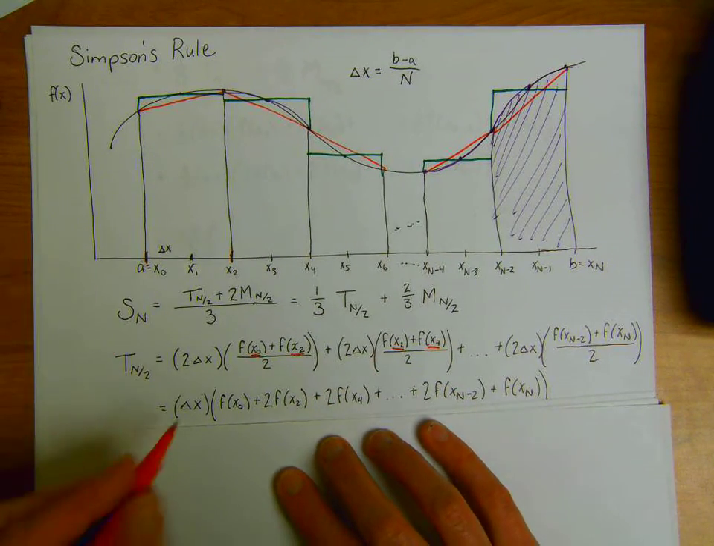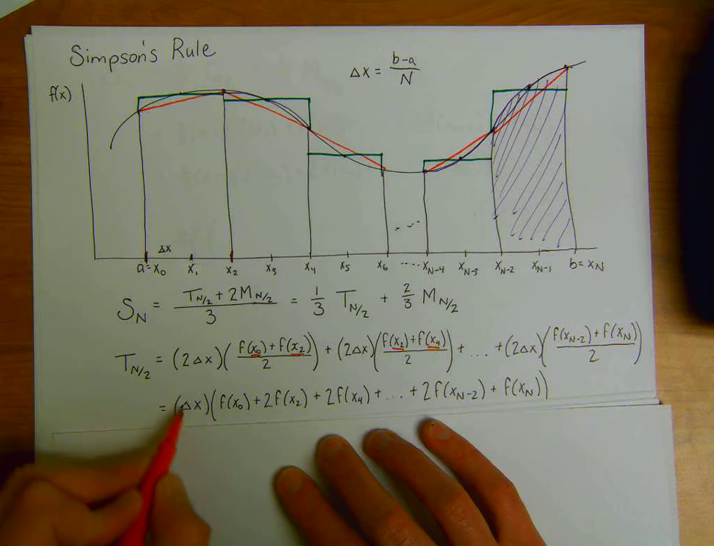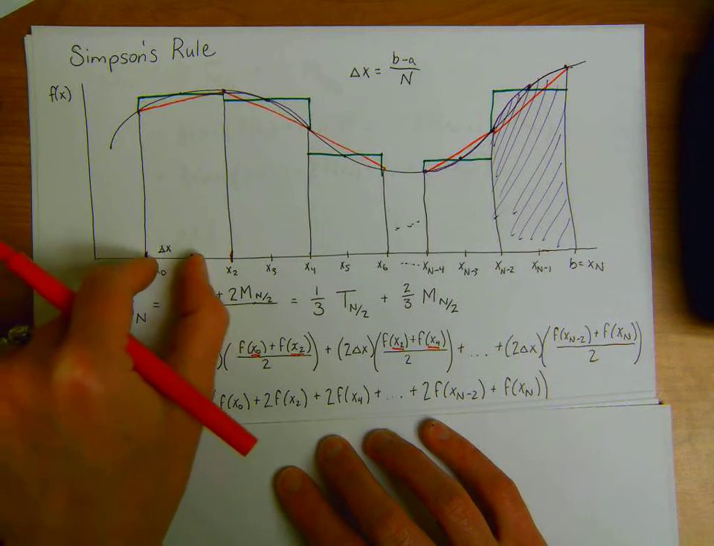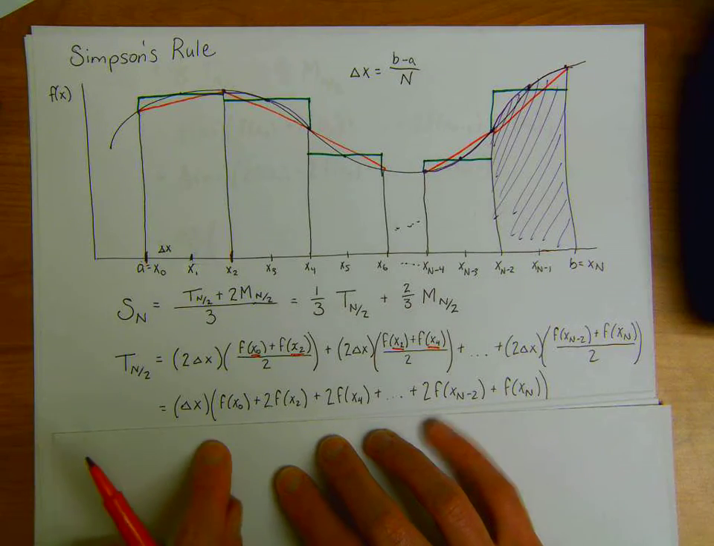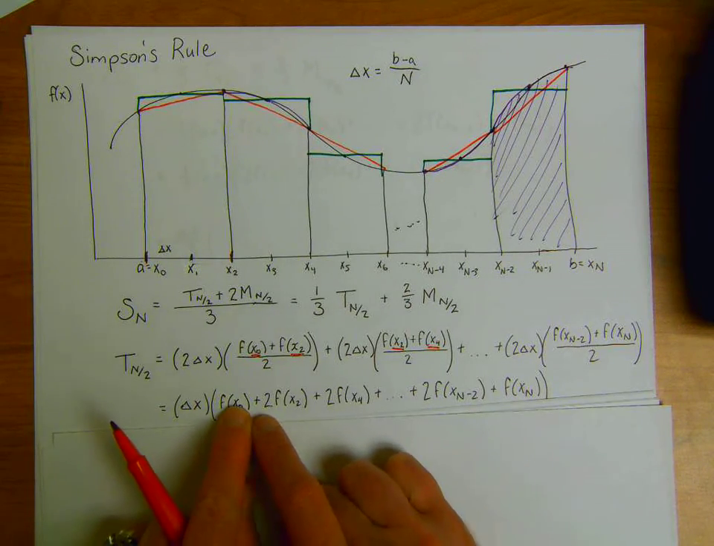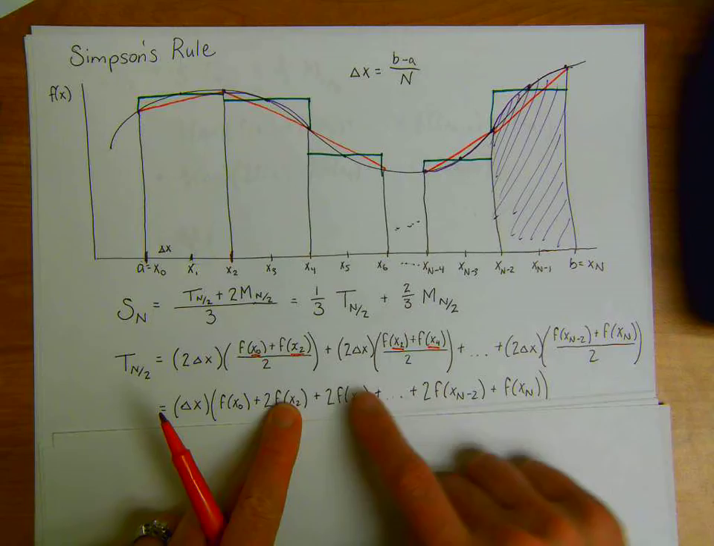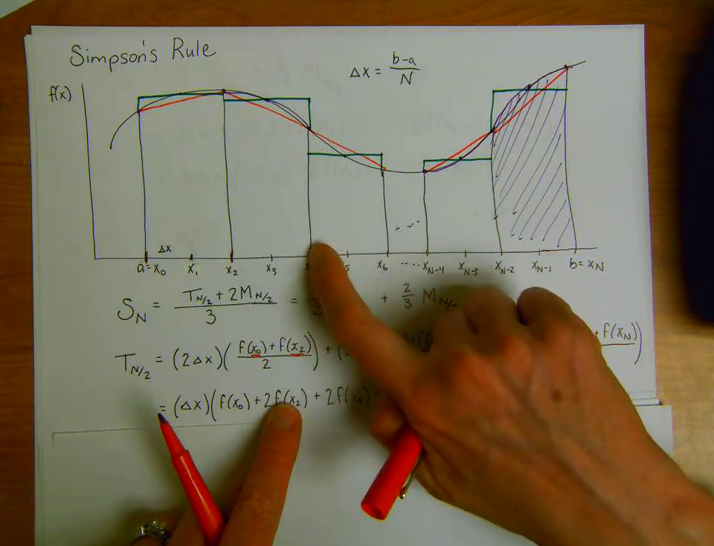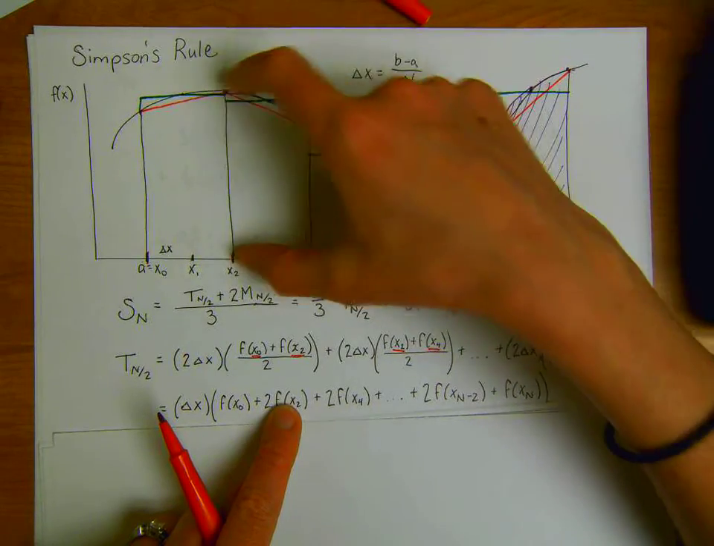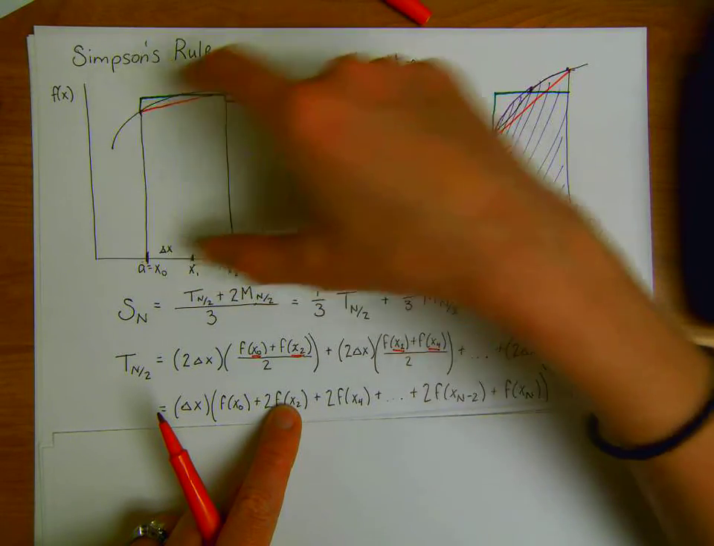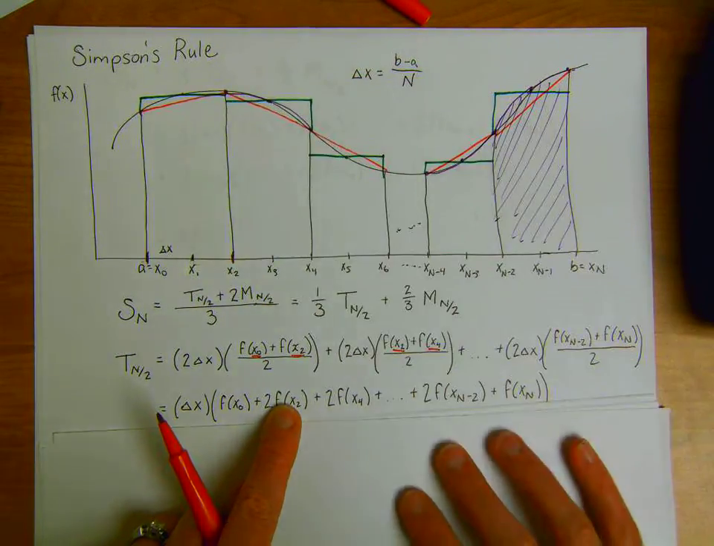and so we can simplify this rule to look more like our previous rule. It's half of the base of the trapezoids, which is (b minus a) over n, times the first, and then 2 copies of all of the interior even indexed x values. And you get 2 copies because the height is used once for this trapezoid and also once for that trapezoid.